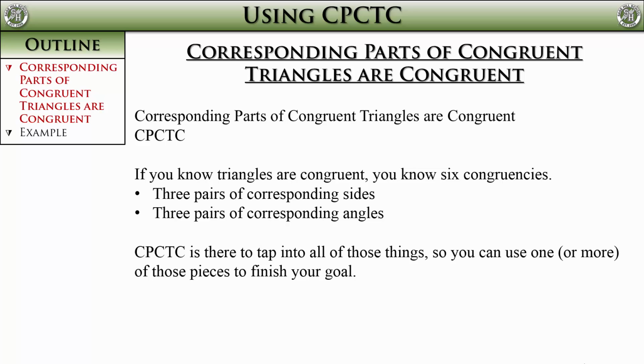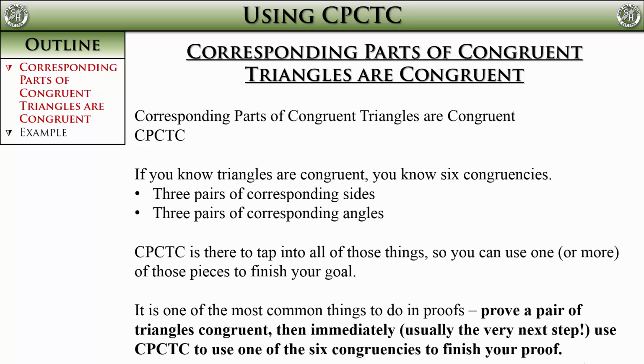And I can't stress this next point enough. This is by far one of the most common things to do in proofs. You prove a pair of triangles congruent, then immediately. And when I say immediately, I mean it is almost always the very next step. You use CPCTC to use one of the 6 congruencies to finish your proof. This will make more sense when you see an example.